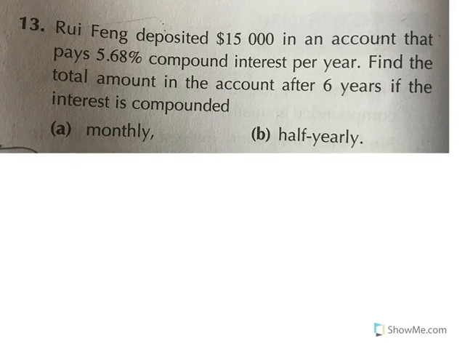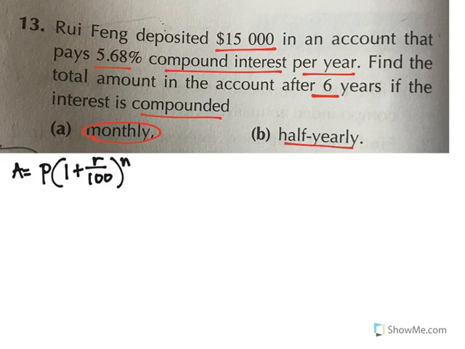Okay, let's take a look at this question. So in this question, they mentioned that this person has deposited $15,000 in an account, which pays 5.68% compound interest per year. Find the total amount in the account after 6 years. And now in this one, they tell you there are two parts to it, one compounded monthly and the other one half yearly.